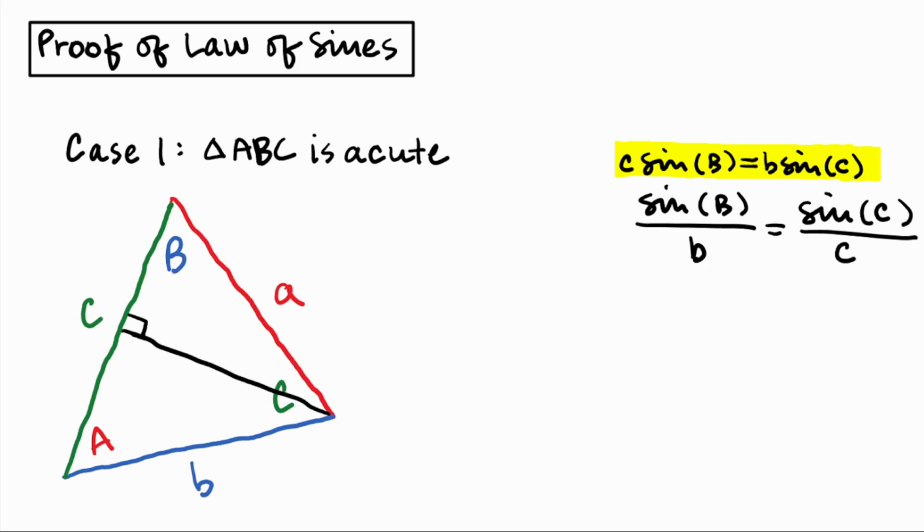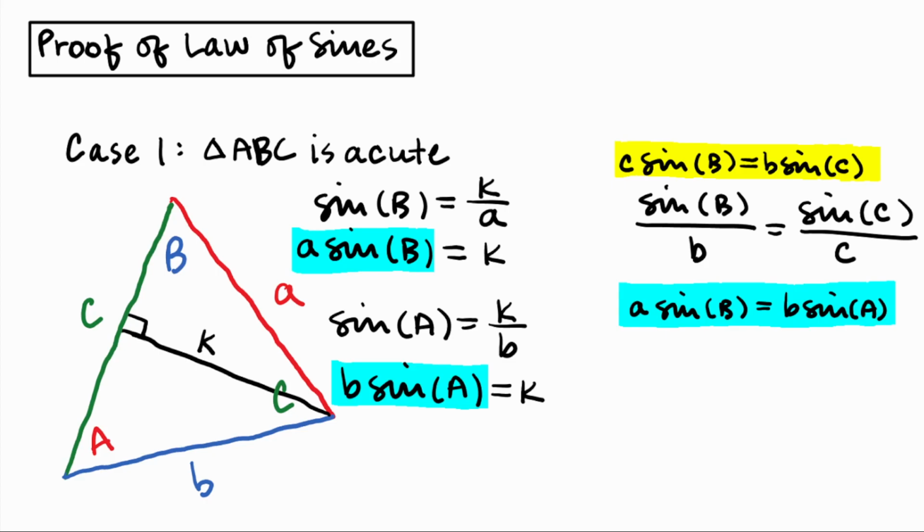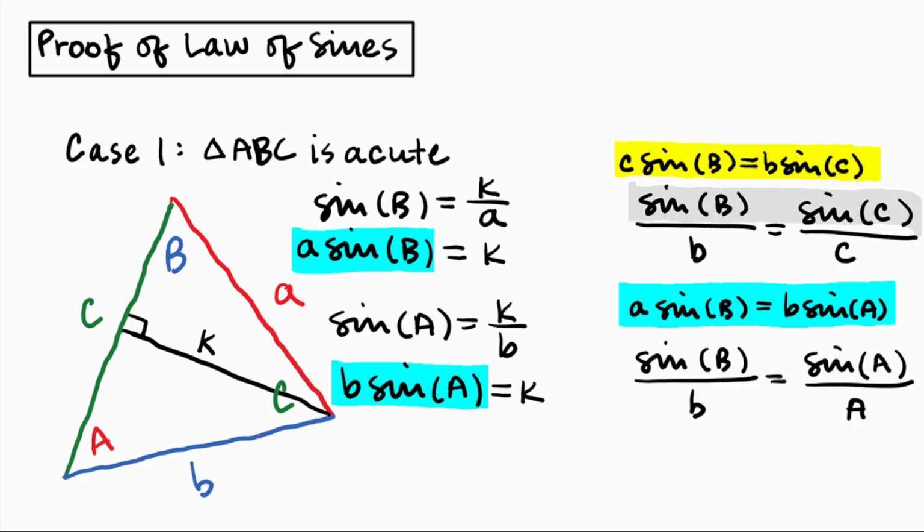And this time I'll just draw a different altitude. Maybe I'll call this one K. Okay, set up those same sine ratios. Solve for K in each of the equations to show that these things are equal. And do the same trick to show that sine A over A is going to equal sine B over B. And now, since sine B over B is equal to both sine C over C and sine A over A, we're seeing that law of sines that we're expecting.